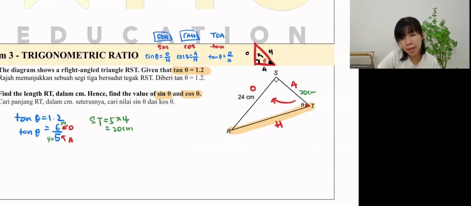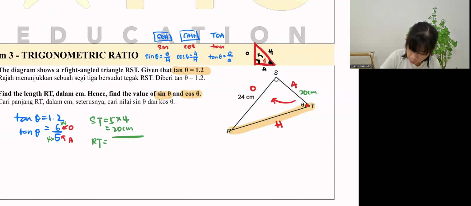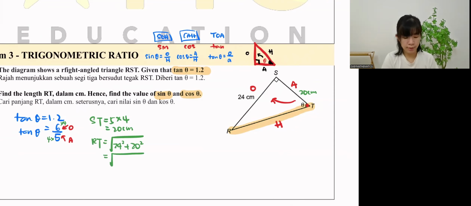This one 20 cm. If you have ST, RS, can you find RT? So RT, we just use Pythagoras theorem. So we find square root of 24 square plus 20 square. 24 square plus 20 square, so it is 976. So the answer is 31.24 cm.